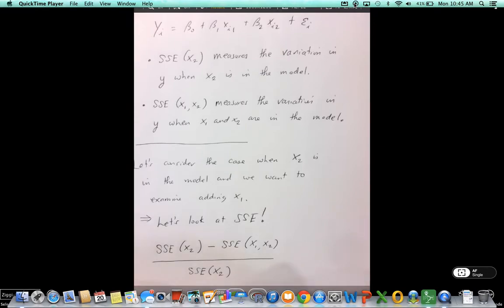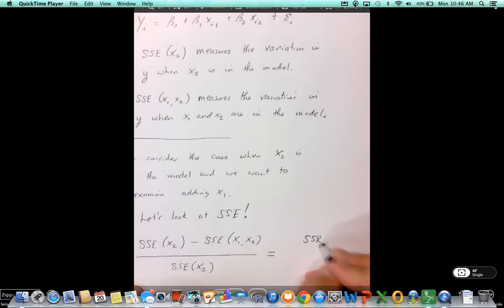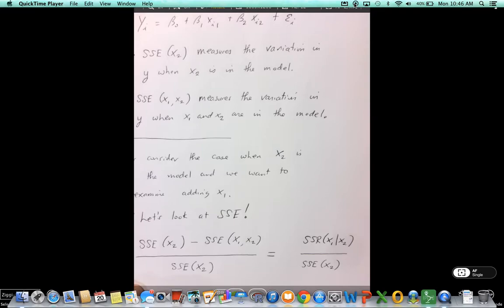Now, we should know from previous lectures that the sum of squares error for x2 minus the sum of squares error for x1 comma x2 is nothing more than the sum of squares regression for x1 added to the model when x2 is already in the model. And there will be no change in our denominator. We just have the sum of squares error for x2. So getting this back into the form of the F statistic.